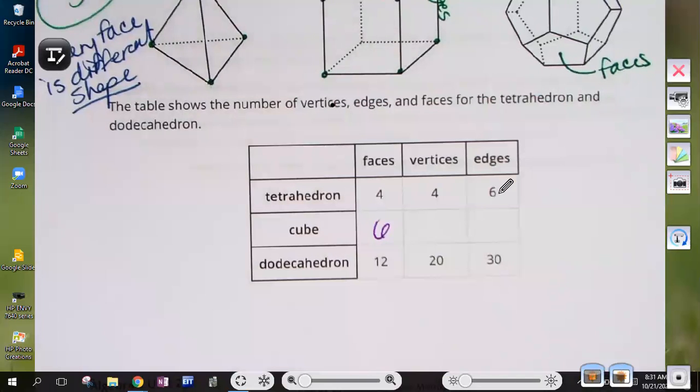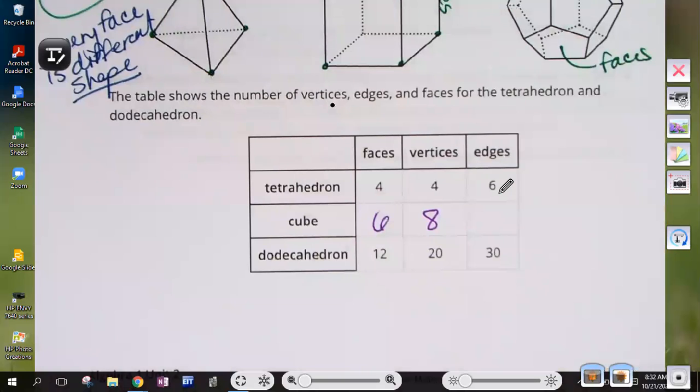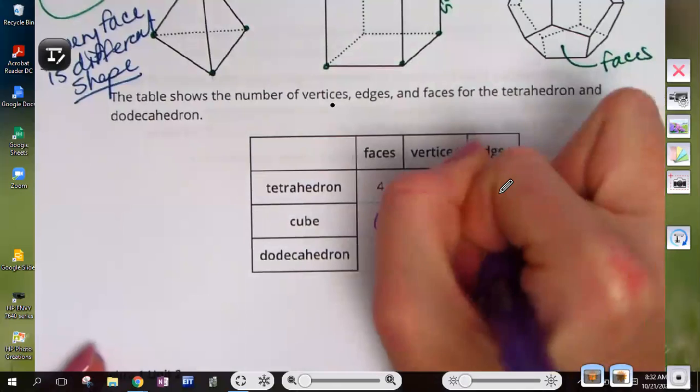Okay. So then I'm looking at all the vertices, which are all these little corner pieces. So I have 1, 2, 3, 4, 5, 6, 7, 8. So how many vertices? 8. And finally, my edges. So I have 1, 2, 3, 4 on the top, 5, 6, 7, 8 on the sides, 9, 10, 11, 12 on the bottom. So how many? 12 edges.